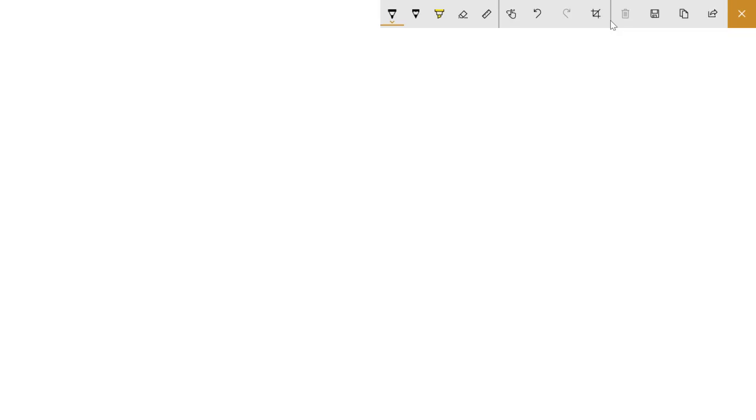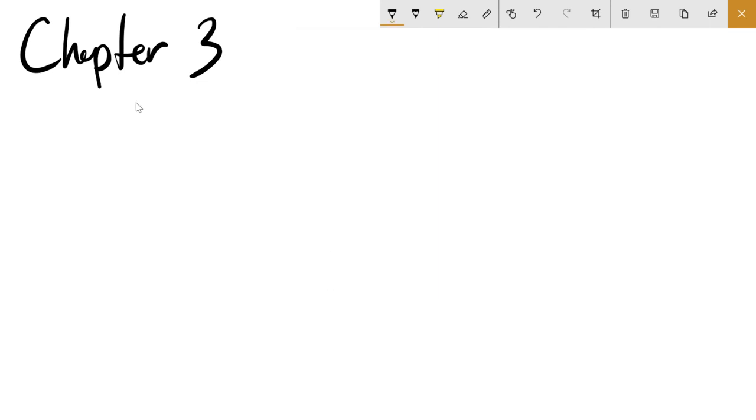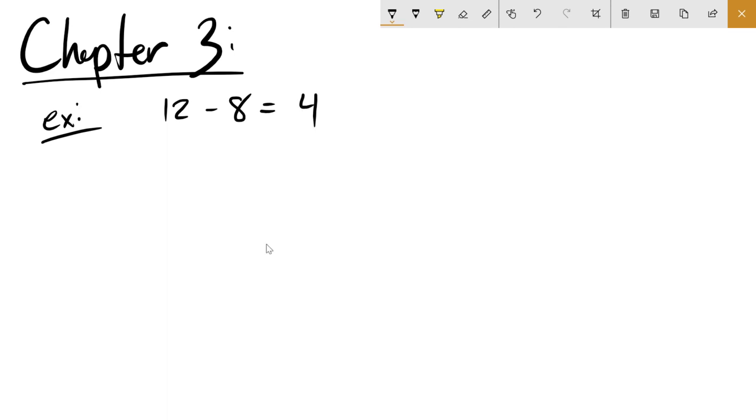All right. So in chapter 3, what we want to do is look at a new type of number. Obviously, you can have positive numbers minus a positive number, and that's not really an issue. You would just do 12 minus 8, and you just get 4.